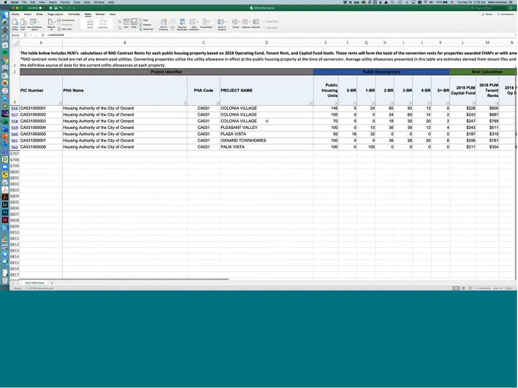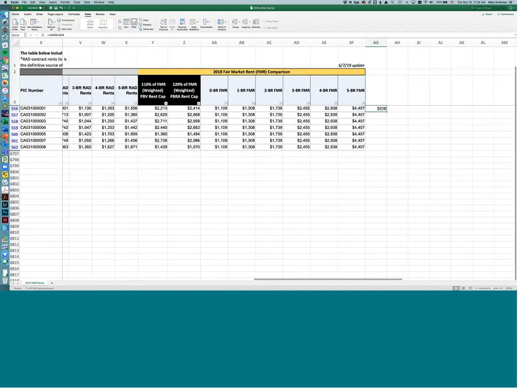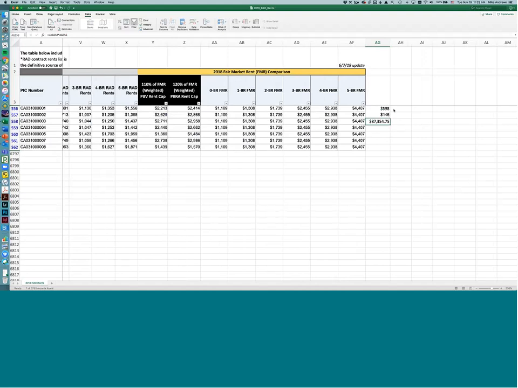In this AMP, there are 146 units. So here, if I multiply the 146 units by the difference, that's $87,000 a month in increased revenue for that AMP because of the differences between FMR and RAD.